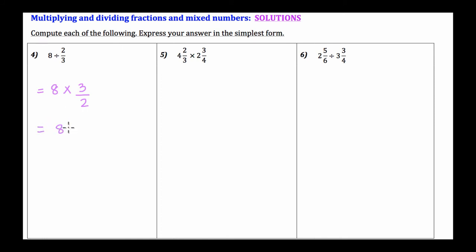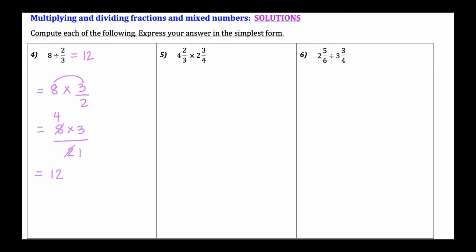We do 8 times 3. So the whole number times the numerator and keep the denominator the same. We'll cross cancel the common factors. So a factor that's common to the numerator and the denominator is 2. So 8 divided by 2 is 4 and 2 divided by 2 is 1. And now we simply have 4 times 3 is 12. So 8 divided by 2/3, which means how many times does 2/3 go into 8? It goes 12 times.